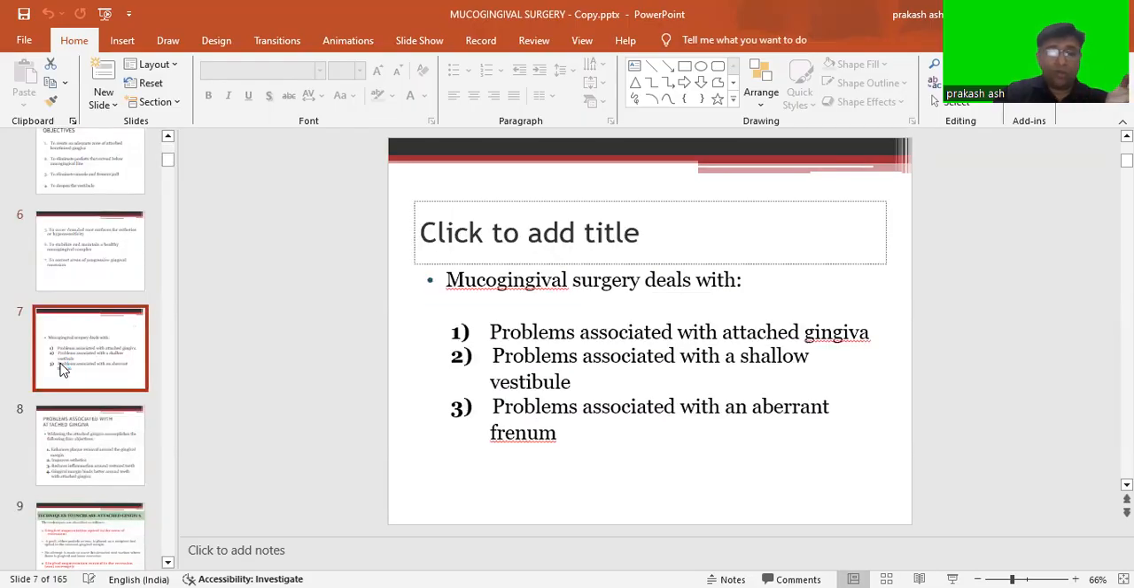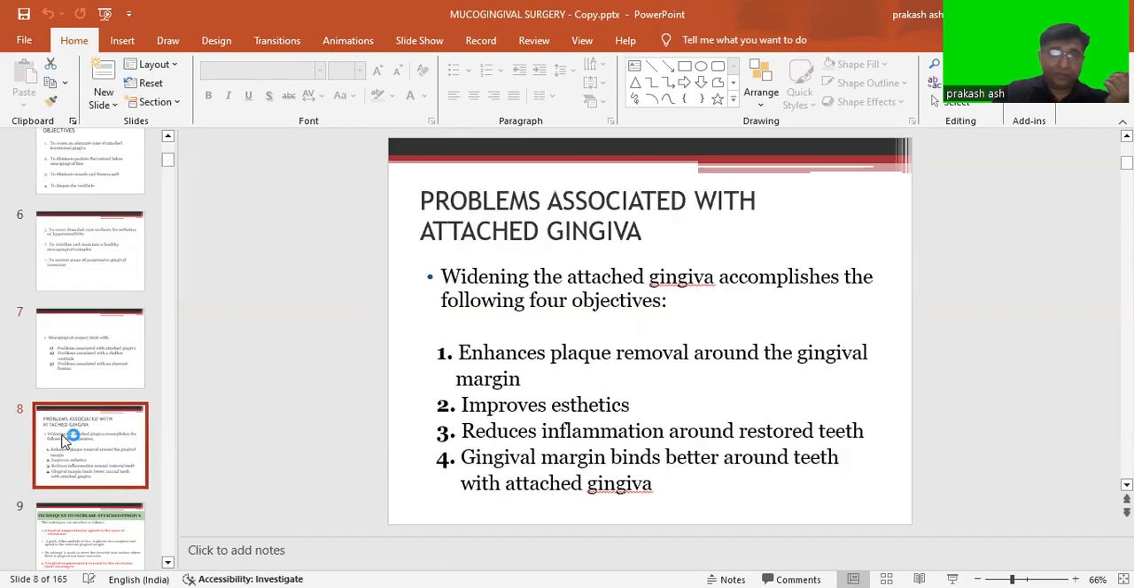Okay, now what does mucogingival surgery deal with? It deals with problems associated with attached gingiva, problems associated with shallow vestibule, and problems associated with aberrant frenum. These are the things with which mucogingival surgery deals.